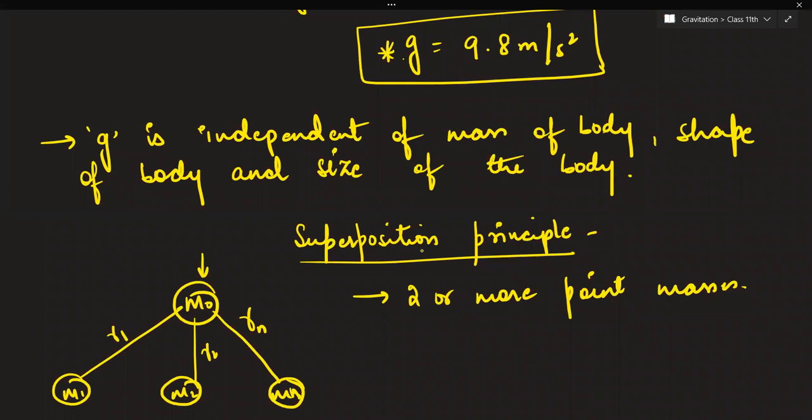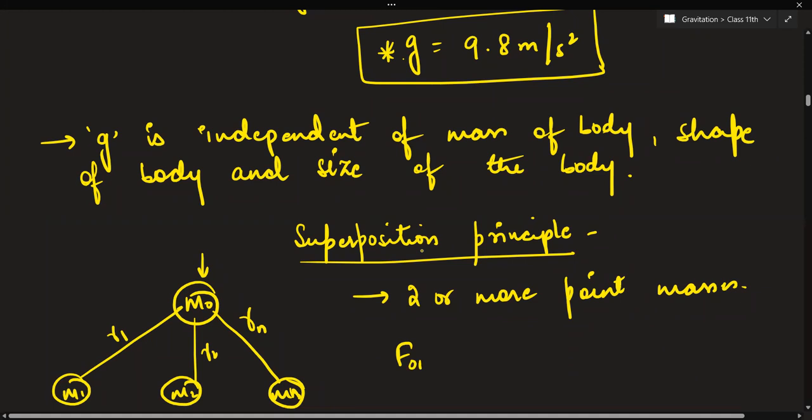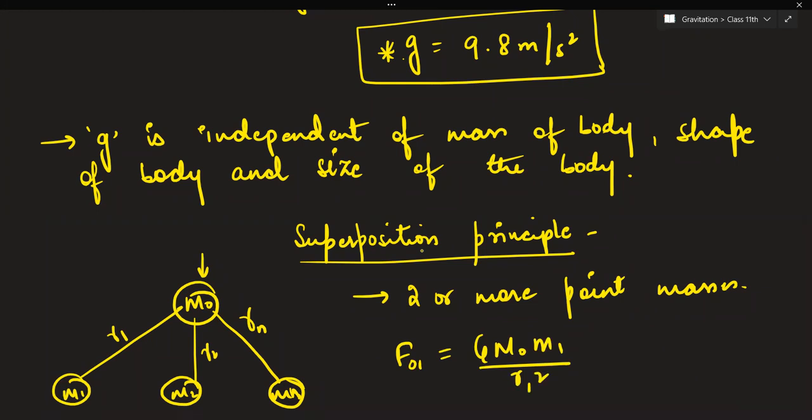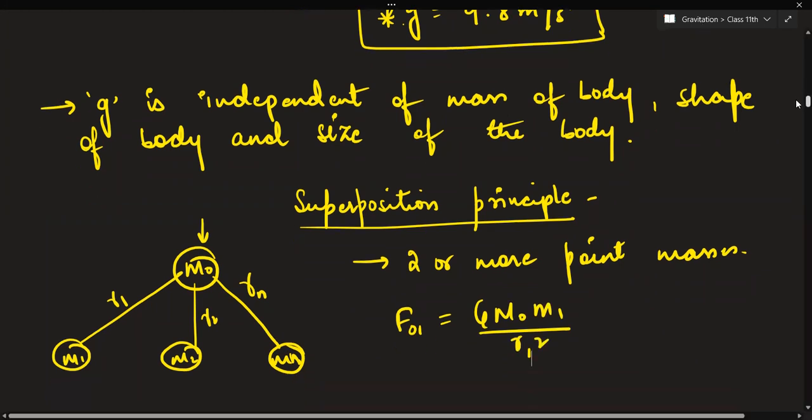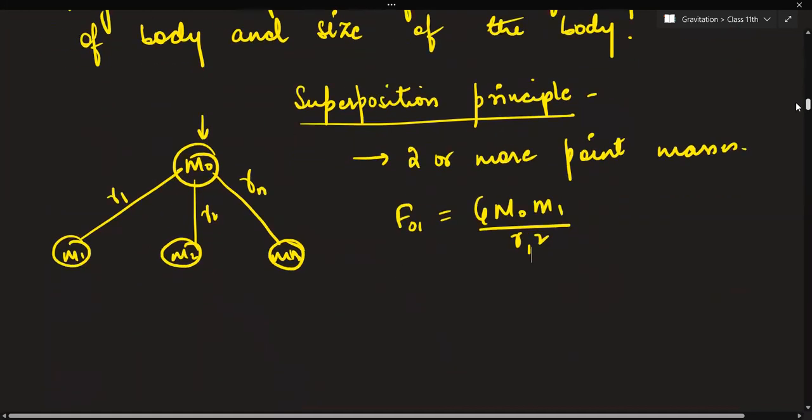Now, see if I calculate force between M0 and M1, that is F01, the force between this. So that will be G M0 M1 by R1 square. That's how we apply the gravitational force. That's what we have studied.